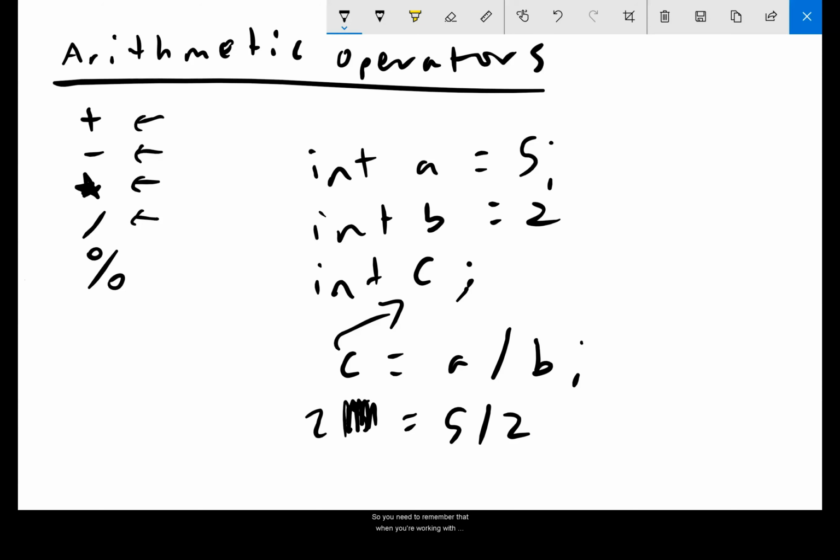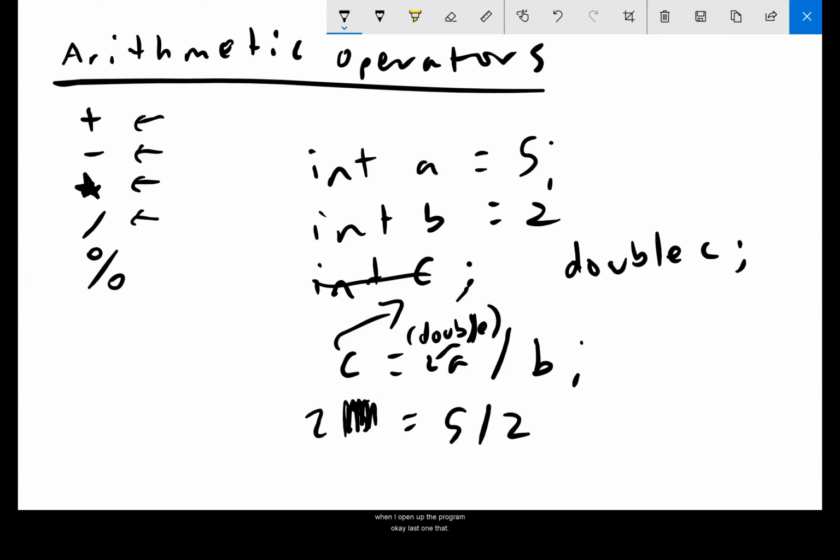Okay, so you need to remember that when you're working with division. So you may need to change c. You may need to change this, cross this out, and make it a double. So double c. Okay, and then it could then hold your 2.5. Okay, and I'll show you guys casting too. You probably want to put a double in front of this right here, and that casts it as a double. And I'm going to show you this when I open up the program.